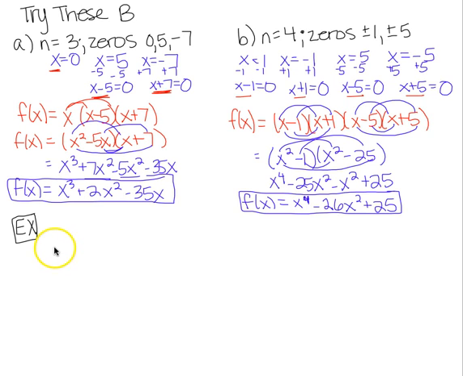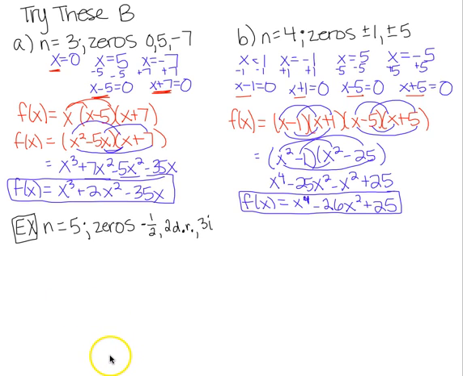This time we're going to have n equals 5 with zeros of negative 1/2, then with 2 as a double root, and 3i. Okay, so the main procedure is still going to be the same.